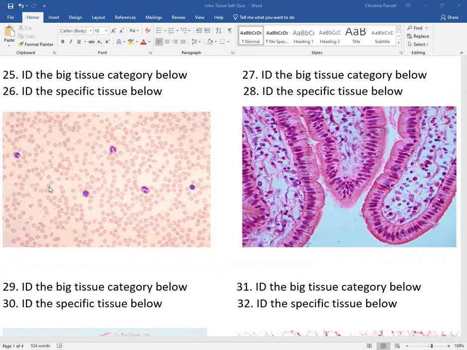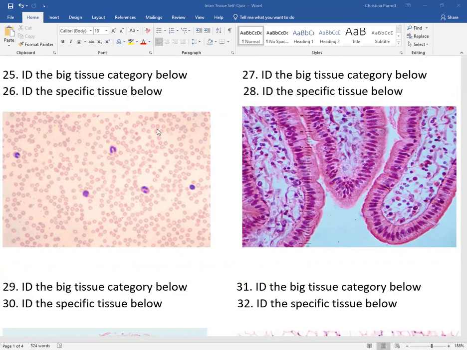So that clues you in that this is blood, because you're seeing both red blood cells as a little pink circle, and then the white blood cells that have the nucleus inside, the purple nucleus. So number 25, this big tissue category is connective. Number 26, this specific tissue is blood.